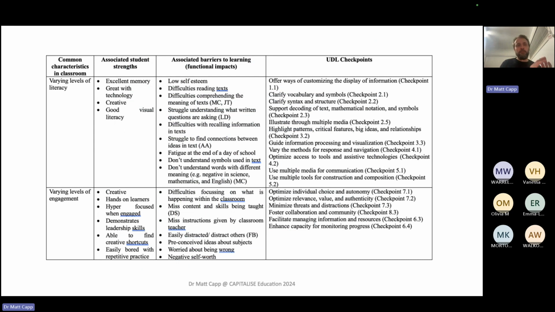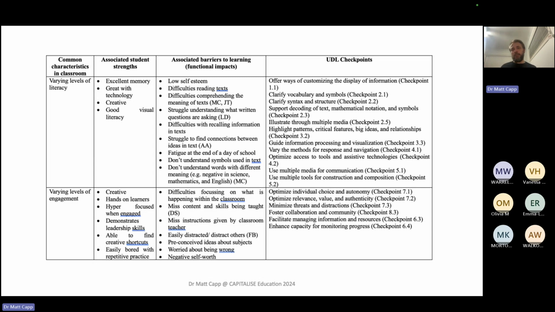So in this case, we've got our common characteristics for our group of students, our associated strengths and barriers to learning. Then we look at the UDL framework and we identify what are potential checkpoints that we could use to overcome those barriers to the learning process. Once we've identified those UDL checkpoints, they're not strategies, they're just ways to support students to overcome their barriers. We then need to think about strategies.